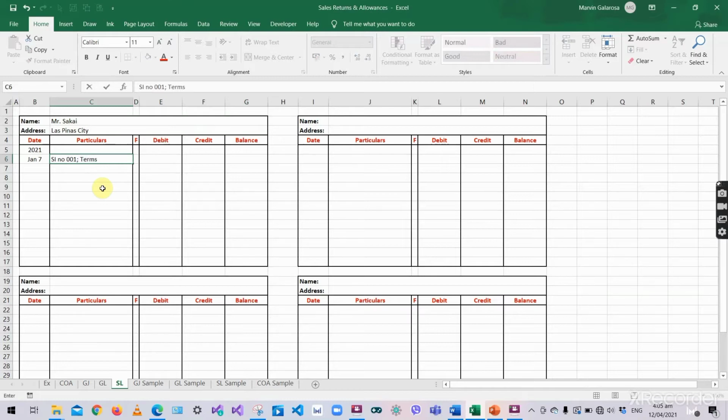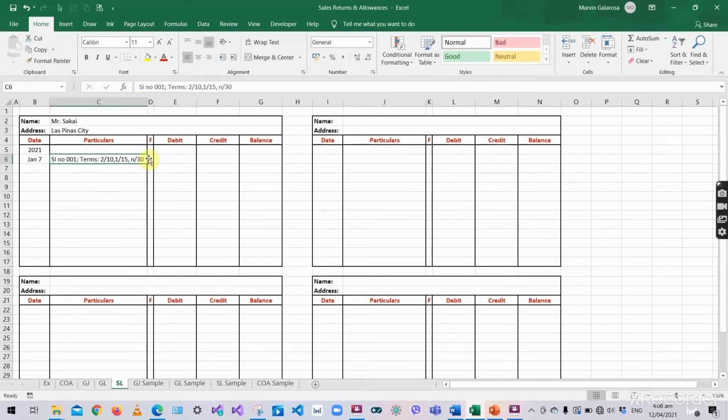Terms, 2/10, 1/15, n/30. Mula yan sa Journal 1. Debit na 8,000. As of January 7, ang balance niya, 8,000.